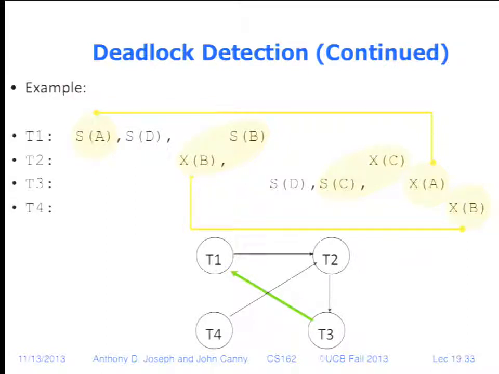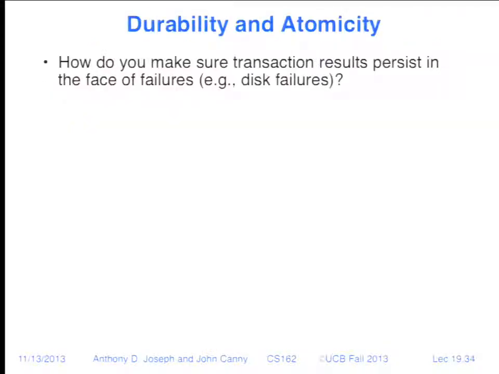So the idea is to kill off T3, abort that transaction, and just leave the state defined by the other transactions, and then often reapply T3. All right. Okay, so any questions on that?